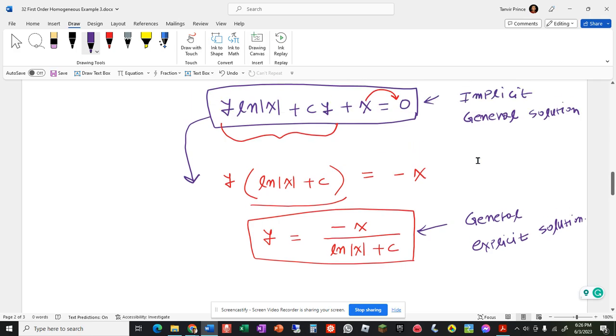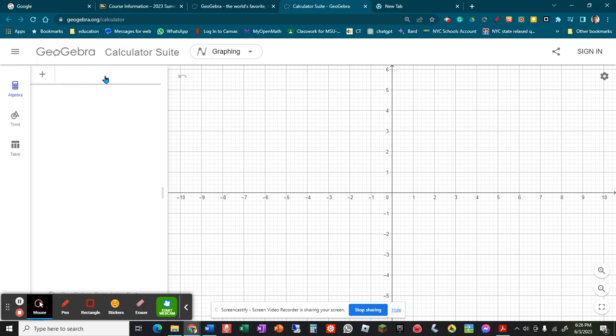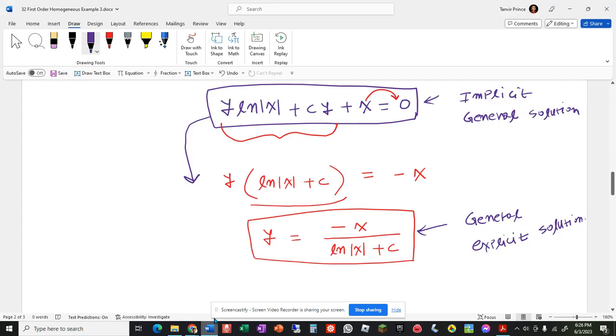Let's visualize this. I'm actually going to graph the implicit one in GeoGebra. So let's graph it and see what I get. I'm using GeoGebra. You start by entering the parameter c, hit enter, and by default c will go from negative 5 to 5, and then you simply type the implicit general solution. So y ln of x plus cy plus x.